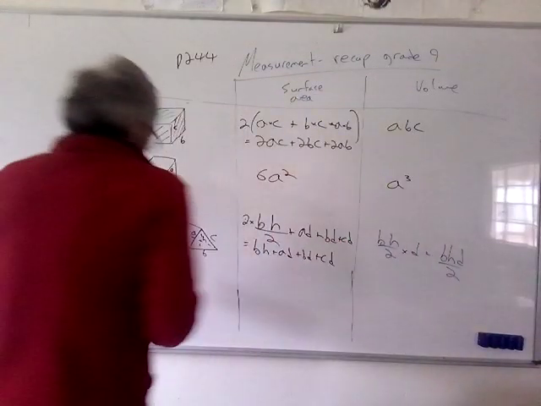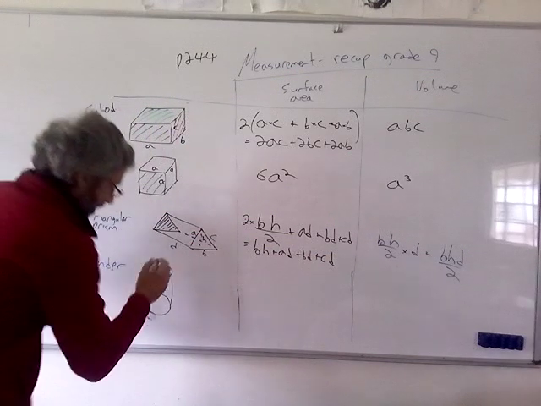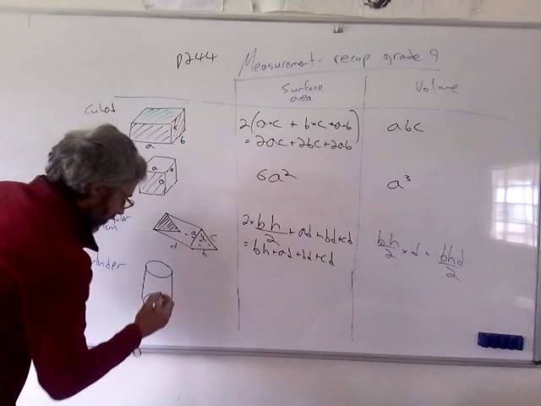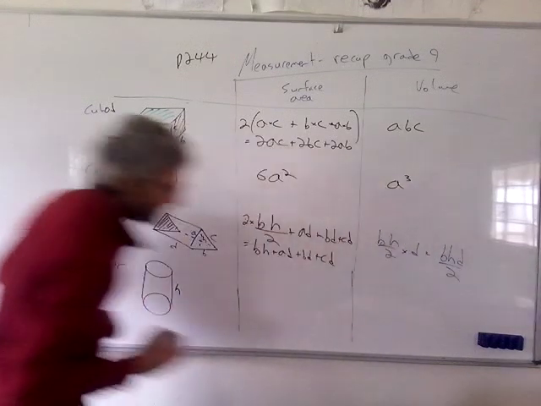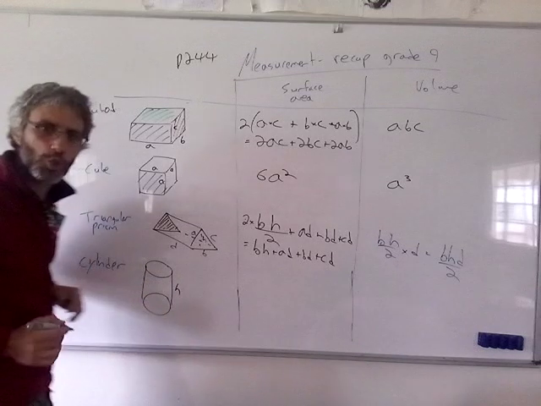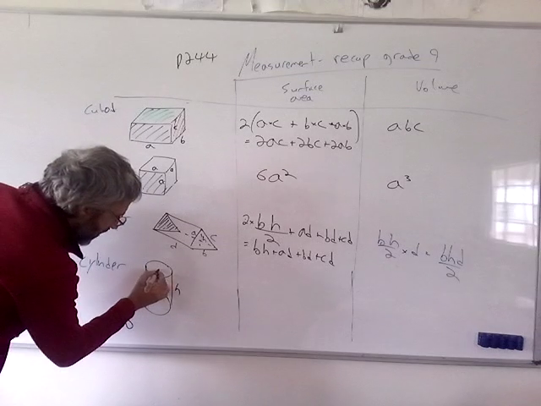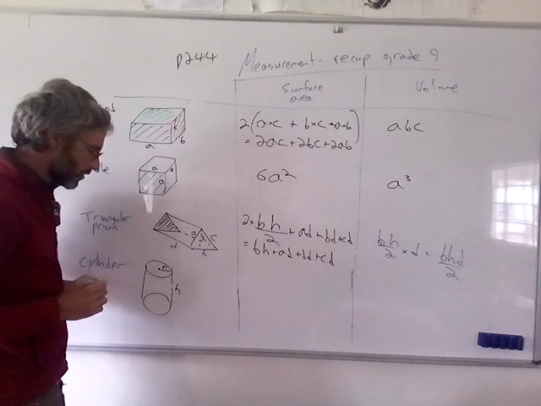Okay, let's start with the volume. Volume actually is easy. So what do I need to tell you here? Well, I need to tell you, first of all, the height. I just want to make sure I'm using the same letters as them. So the height is the distance between the two circles. And the only other thing I need to tell you is the radius of the circle.